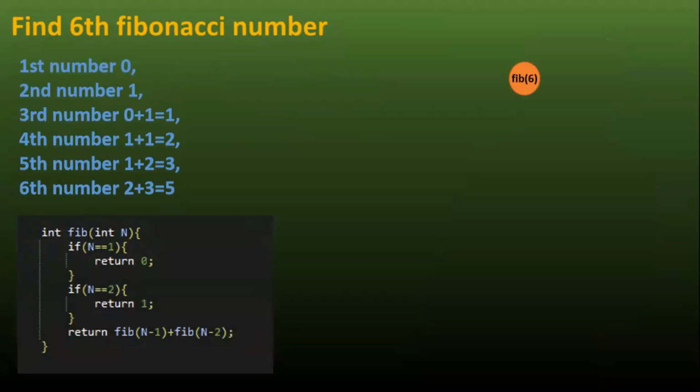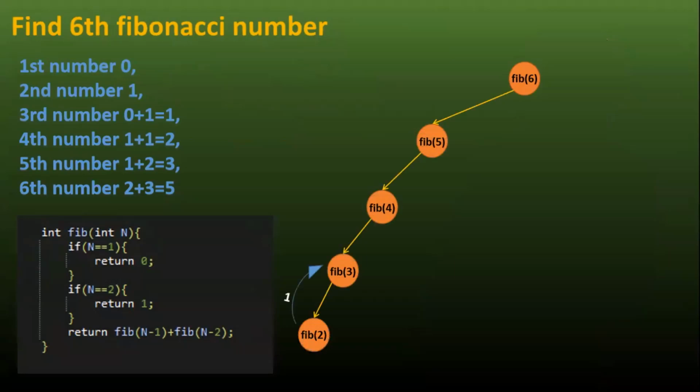From fib 6, since 6 is neither 1 nor 2, we go to the last statement, which is fib n minus 1. So fib 5, then fib 4, then fib 3, then fib 2. Now when it is fib 2, we return 1, because we said that when n equals 2, it will return 1. After returning to fib 3, it will execute the remaining part of the last statement, which is fib n minus 2. So from fib 3, it will go to fib 1, and since n equals 1, it will return 0, and then finally fib 3 will return 1 to the previous step.